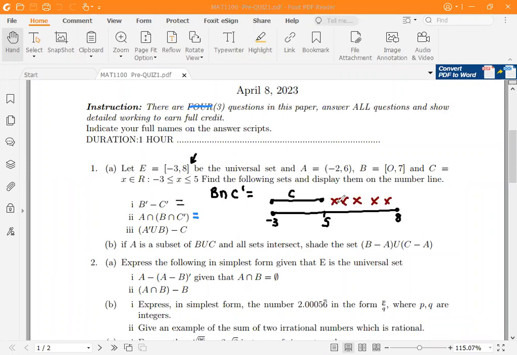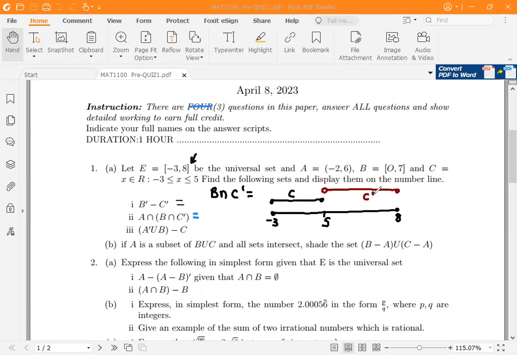But how do we describe that? So that part is running from 8. It comes all the way from 5. But because 5 is in C, the complement won't have 5. It will be open. So this is C complement.